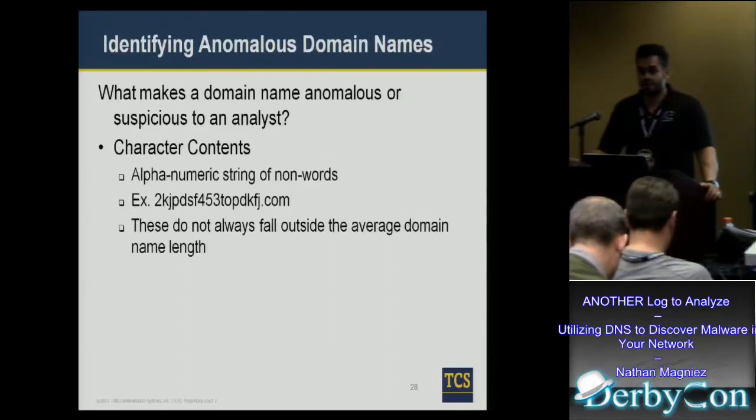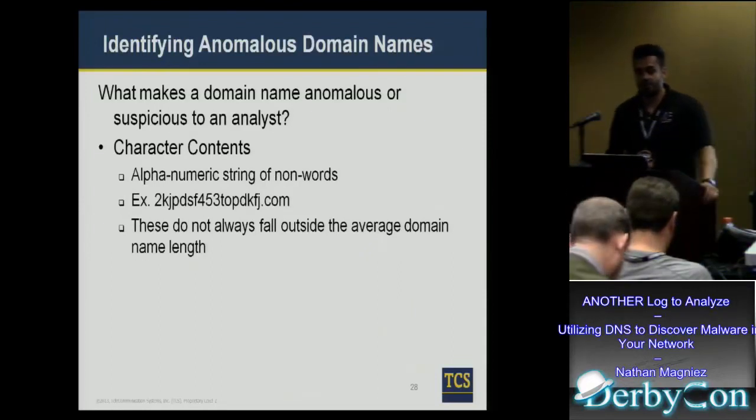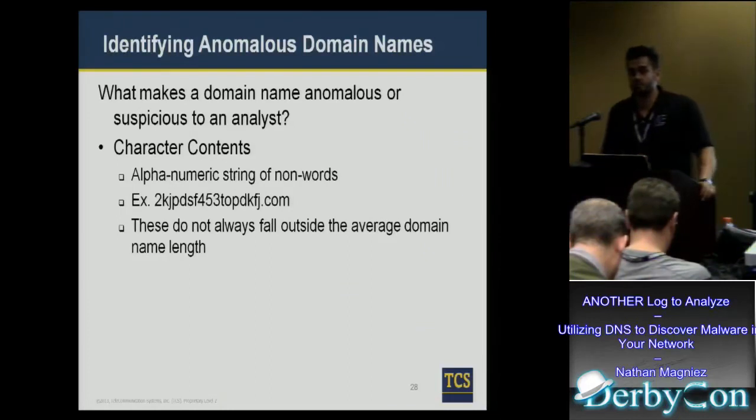Also, character content could be considered in your anomalous approach too. Alphanumeric strings of non-words, just random characters, as an example, 2KJPDSF on .com. Sometimes they won't fall outside the normal range of length for a domain name, but that is not a normal domain that any user could memorize easily.